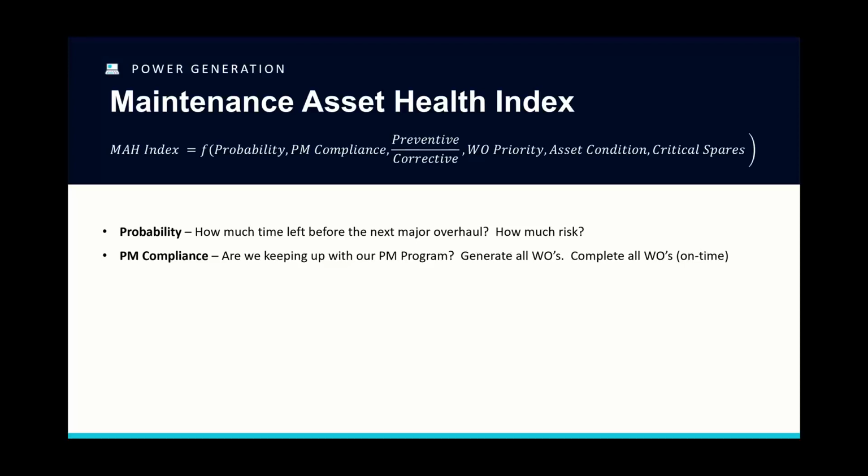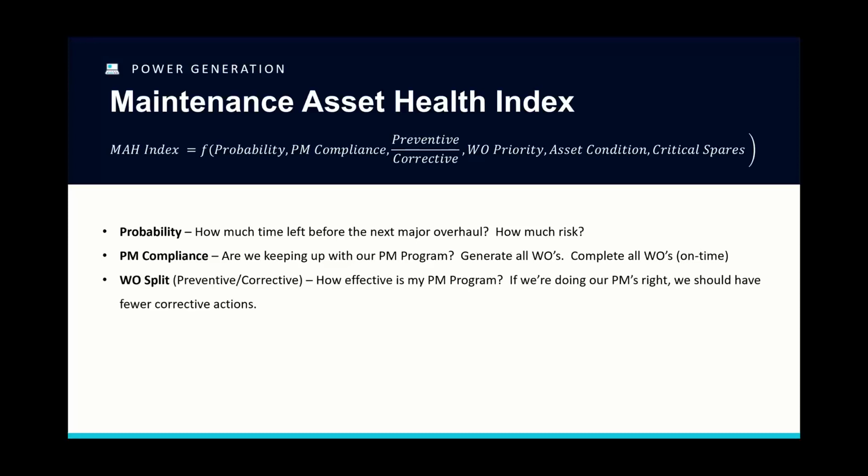Are we completing these work orders on time, all the time? Then we look at what we call the work order split, right? We're looking at the ratio between preventive and corrective work orders. So the question here is, how effective is my PM program? If we're doing our PMs right, we should have fewer failures, fewer corrections. So that's what we're trying to measure here.